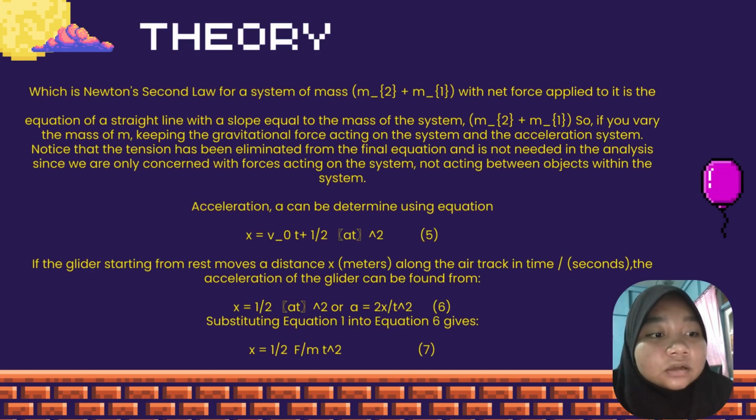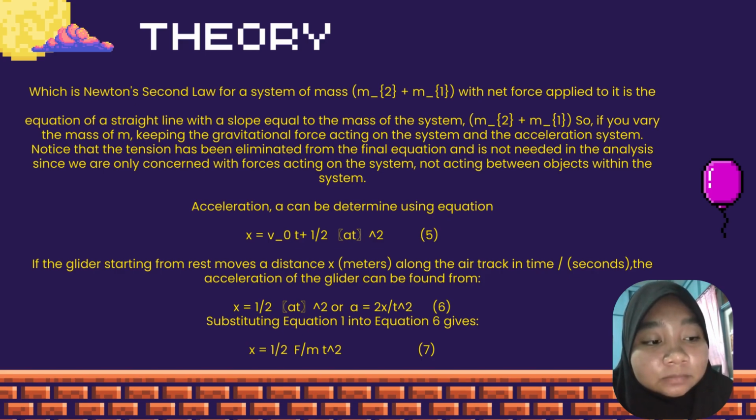which is Newton's second law for a system of mass m2 plus m1 with a net force applied to it. It is the equation of a straight line with a slope equal to the mass of the system, m2 plus m1. So if you vary the mass of m1, keeping the gravitational force acting on the system, the acceleration changes. Notice that the tension has been eliminated from the final equation and is not needed in the analysis, since we are only concerned with forces acting on the system, not acting between objects within the system.